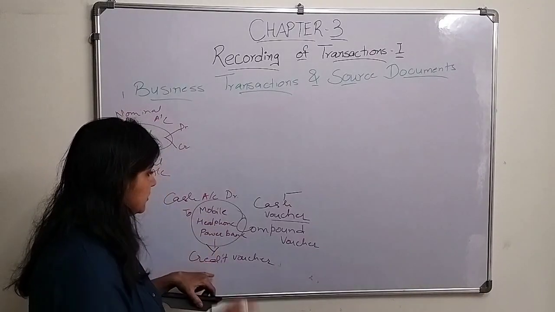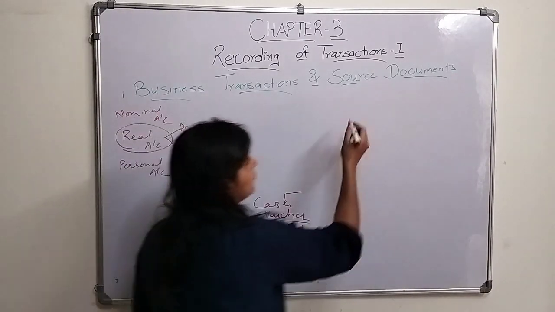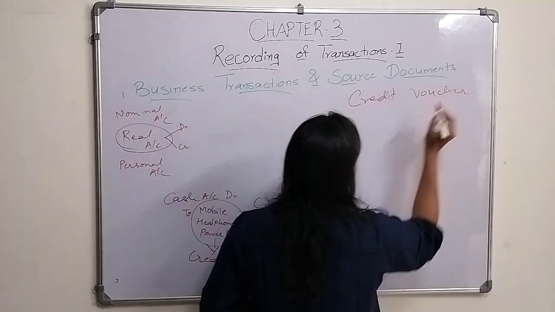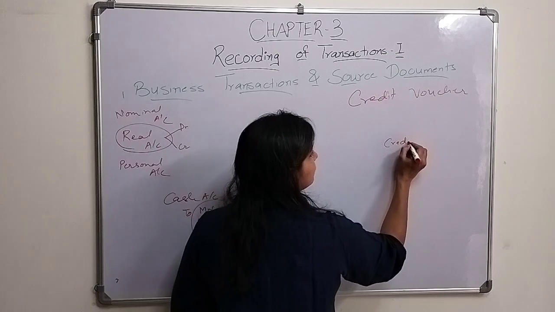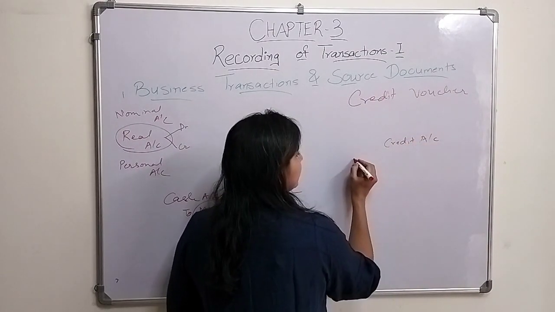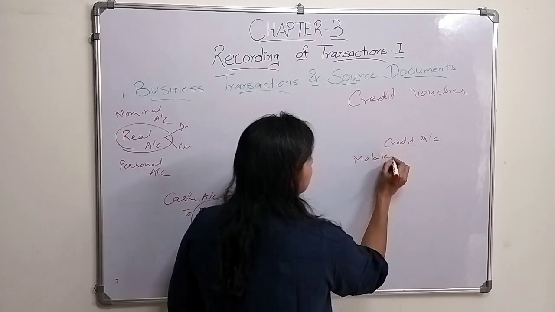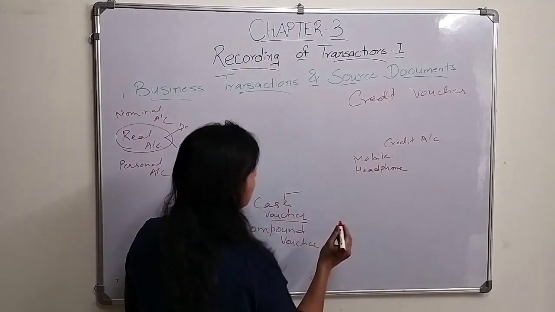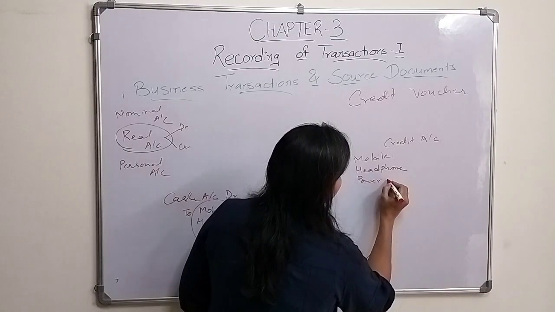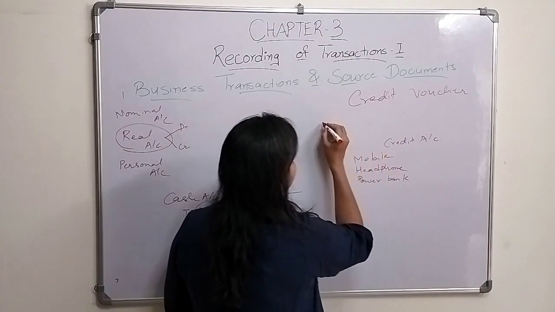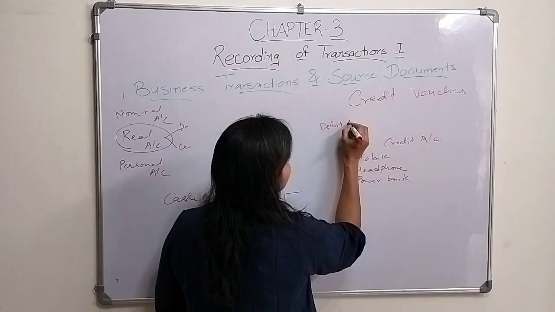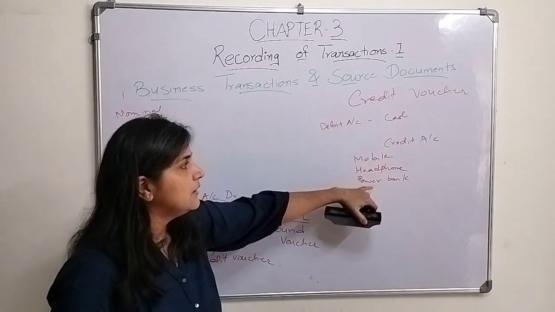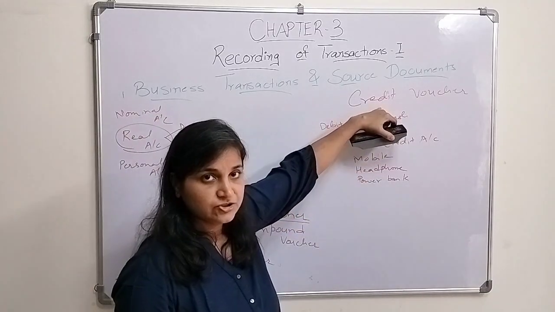Okay, so here all the things have been credited. So what will we prepare? A credit voucher, wherein we will mention the details, which accounts have to be credited. So we will mention mobile, we will mention headphone, we will mention what else we bought? Power bank. So these accounts are credited because there is only one account which is debited, and that is cash. Okay, so when there are multiple credits, we prepare a credit voucher.